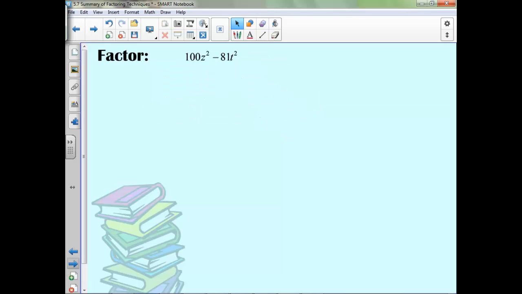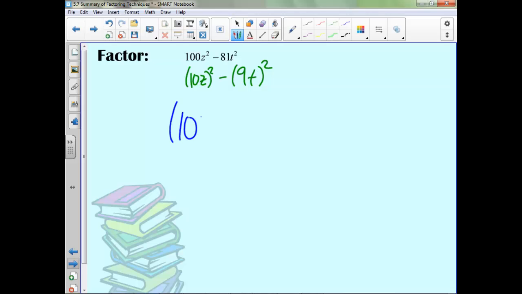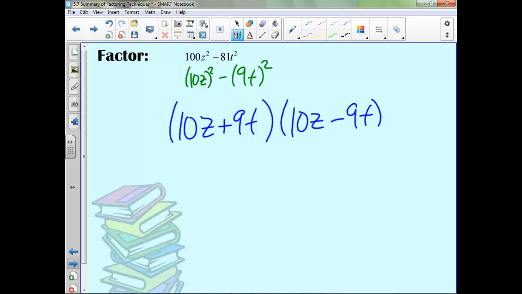On this one, notice there's no GCF that we can factor out, but this is the quantity 10z squared minus the quantity 9t squared, so it is a difference of squares. So we can factor it into 10z plus 9t and 10z minus 9t.